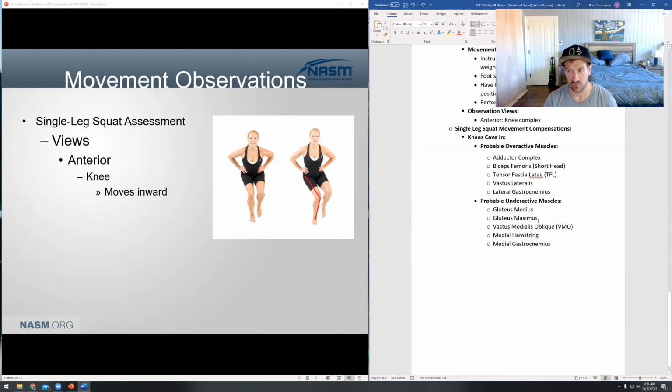Underactive muscles, flip it to the other side, right? Instead of the adductors, the gluteus. Instead of the TFL, it's the glute medius. Instead of the TFL, it's the glute maximus. Instead of the vastus lateralis, it's the vastus medialis. Instead of the biceps femoris, which is the lateral hamstring, it's the medial hamstring. Instead of the lateral gastrocnemius, it's the medial gastrocnemius.